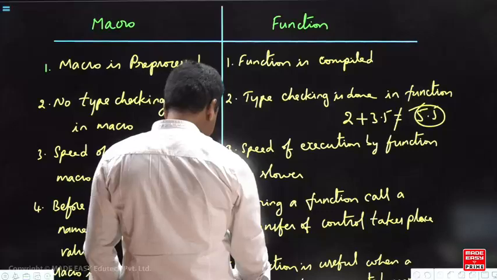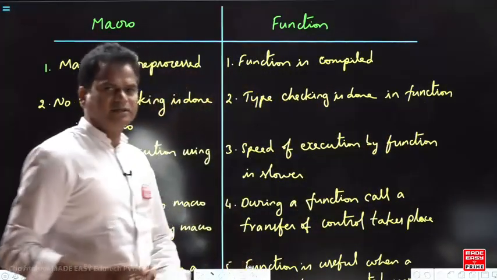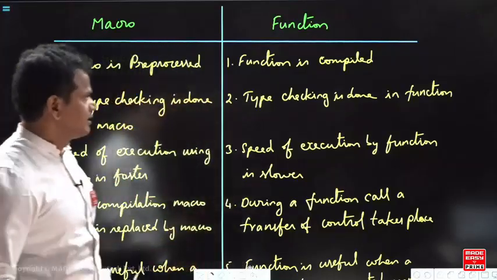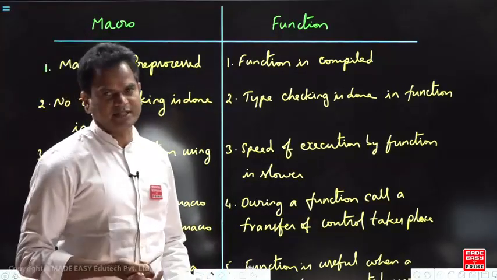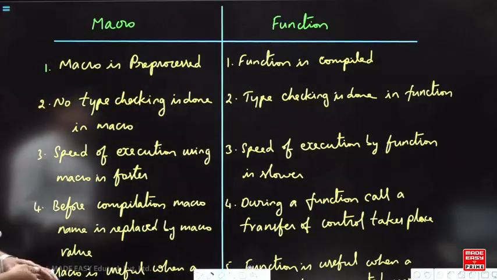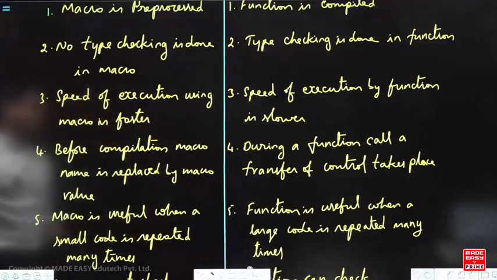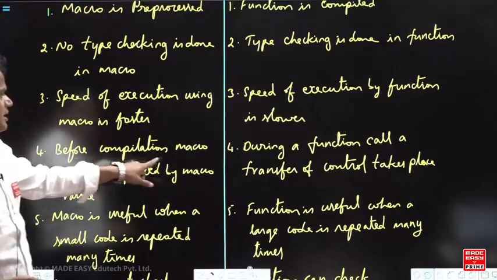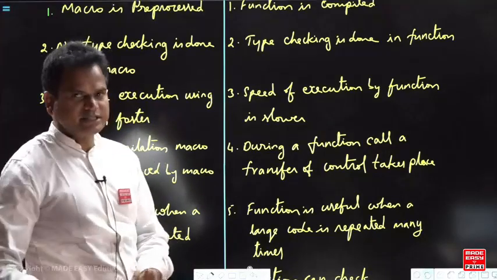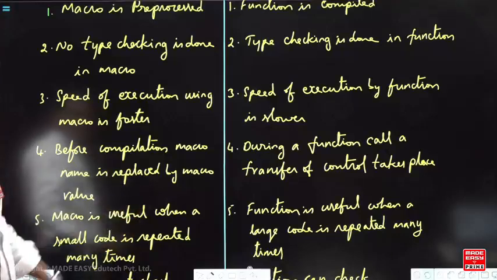This comes under type checking, and we will see it in more detail in the SDT chapter, that is the fourth chapter. So using macro, type checking is not done, and using function, type checking is done. Speed of execution using macro is faster, speed of execution by function is lower. Before compilation pre-processing is done, and macro is part of pre-processing. Before compilation, the macro name is replaced by the macro value.